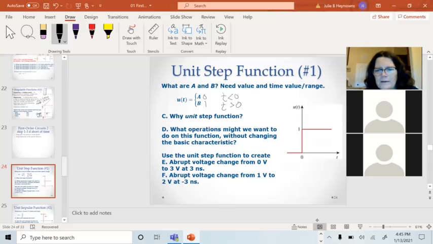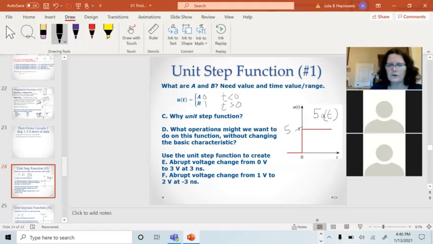Now, if I wanted to turn on my power supply and have it be at 5 volts at t greater than 0, I could do this, and that would equal 5 u of t. Okay, that might be one thing I want to do.